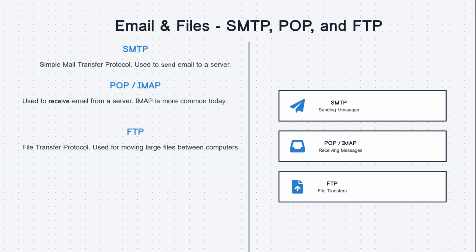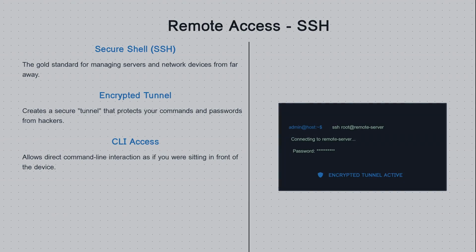Now we will discuss a very important thing for the network engineers, which is remote access. Sometimes engineers need to control a server from far away. We use SSH for this. It creates a secure encrypted tunnel so you can type commands directly into a remote computer as if you were sitting right in front of it. It is the gold standard for secure remote management.